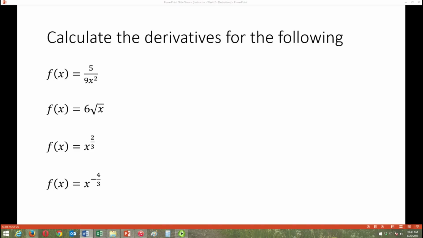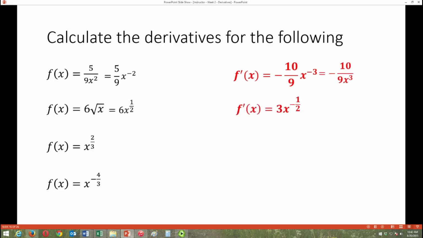Please pause the video here and work through a few more examples. Hit play when you're ready to check your work. I apologize, the last two are the same problems as before.